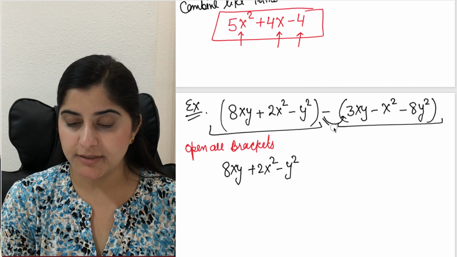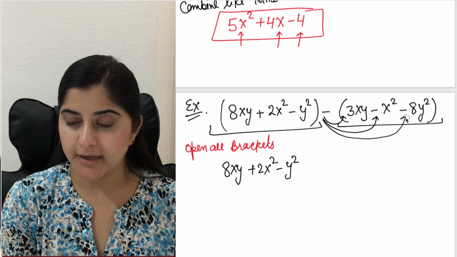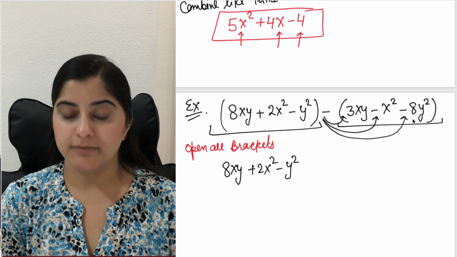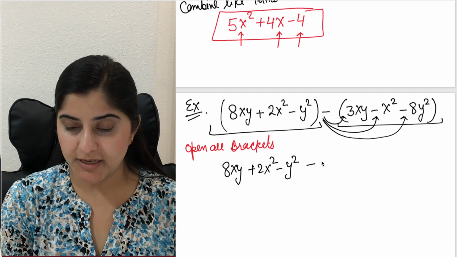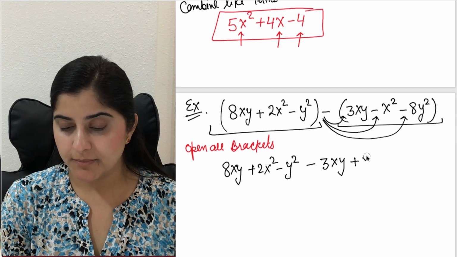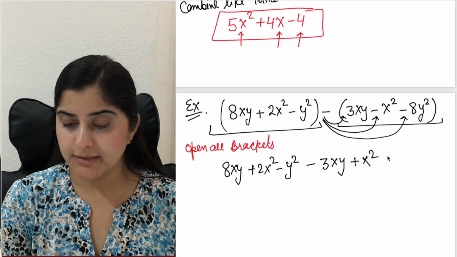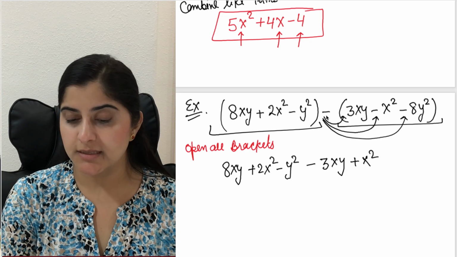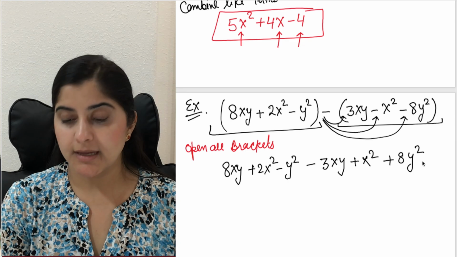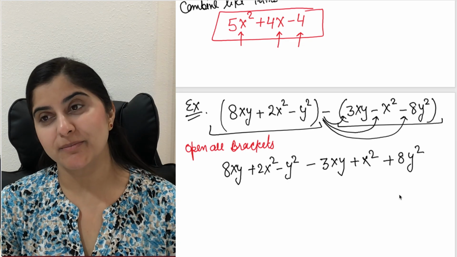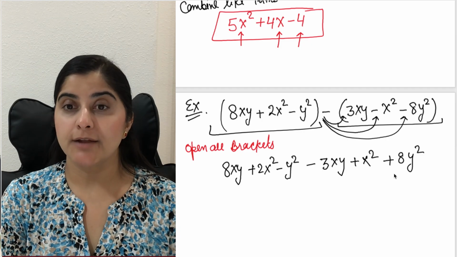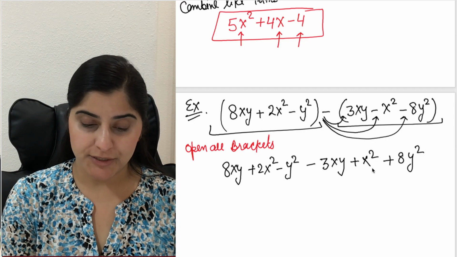The minus sign will distribute everywhere inside the bracket, so every term inside this bracket will change its sign. The first term will become minus 3xy. The second is minus x squared, it will become plus x squared. The third one is minus y squared, and since this negative sign distributes inside, it will change the sign. All the minus signs become plus and plus signs become minus. So we get this.